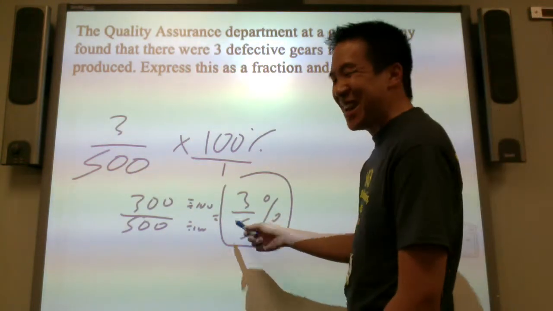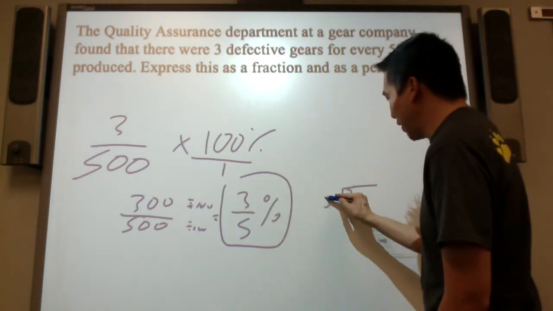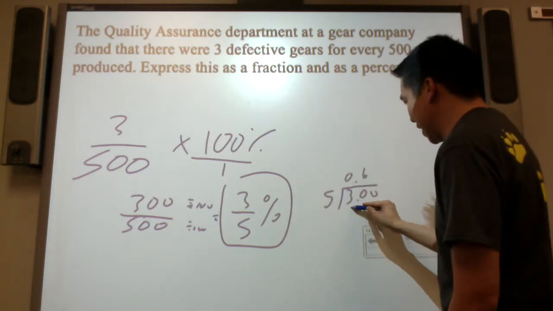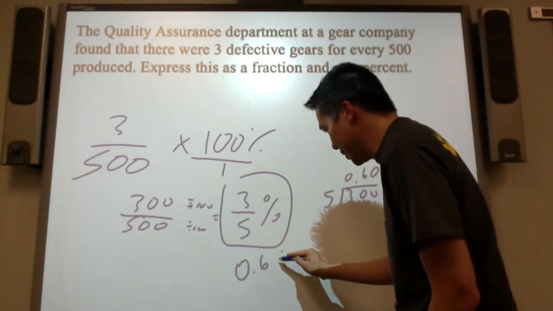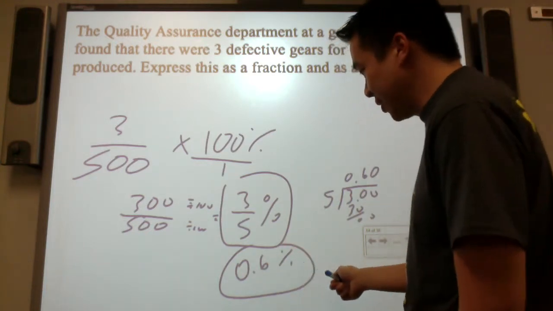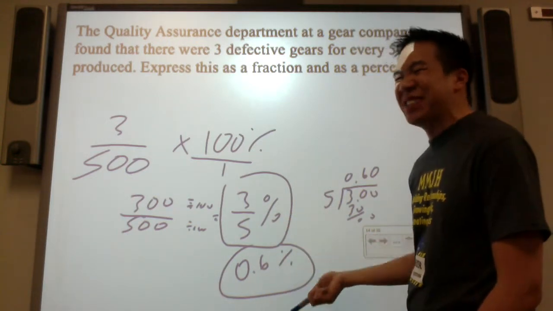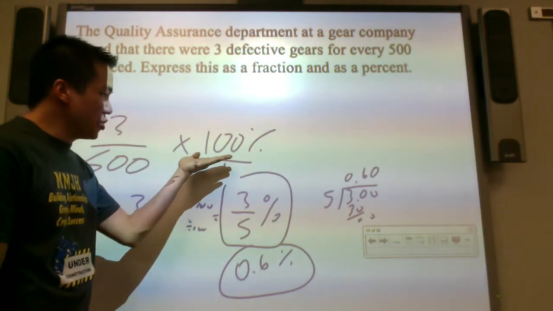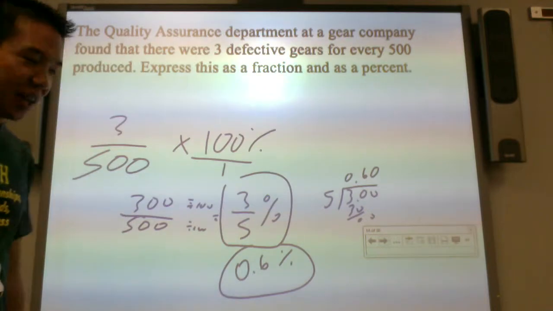But what would this be as a decimal? Again, you have 3, and you're going to break it into 5 groups. Can 5 go in 3? 0 times. Can 5 go in 30? 6 times. Can 5 go in 0? 0 times. So another way of saying it is that 0.6%, less than 1% of its product are bad. They are not good. They are defective. So 3 out of 500 times 100% means 3/5% are bad, or 0.6% are bad.